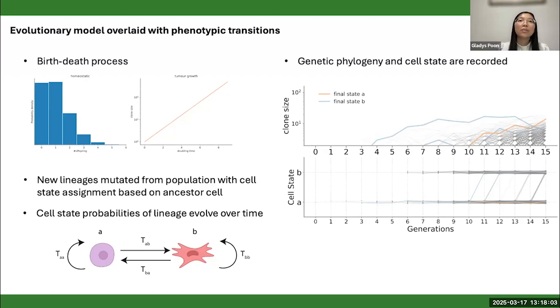And what that means is that towards the end of a simulation, I can have both the genetic phylogeny as well as the cell state of every single cell being recorded. More than that, I could also look back into the history and see how the clone size of each lineage has fluctuated across time, and also how the cell state would have changed for each of these cells across the generations. And like you see here, there is transition going on from cell state A to cell state B.